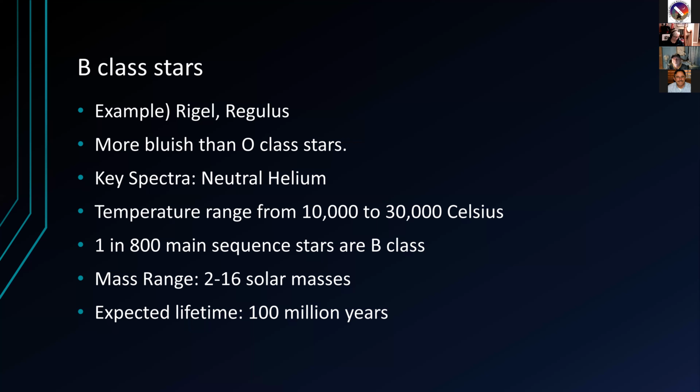B-class stars are typically in the mass range of about 2 to 16 solar masses. They have a lifetime of about 100 million years. These stars can end as both supernovas or as white dwarf stars.